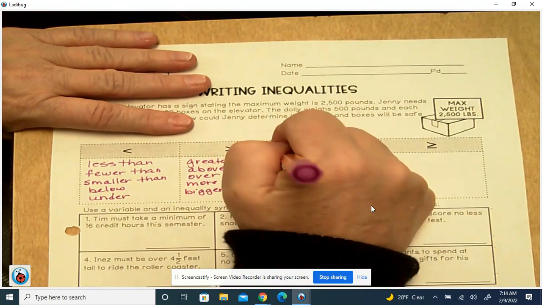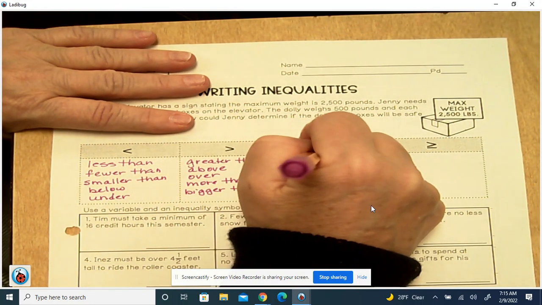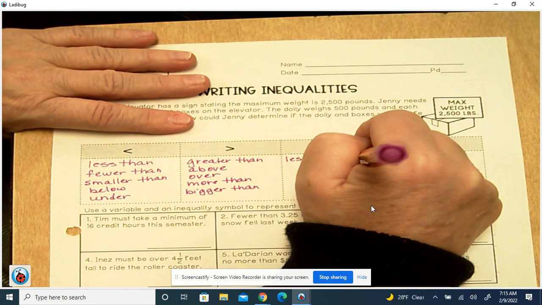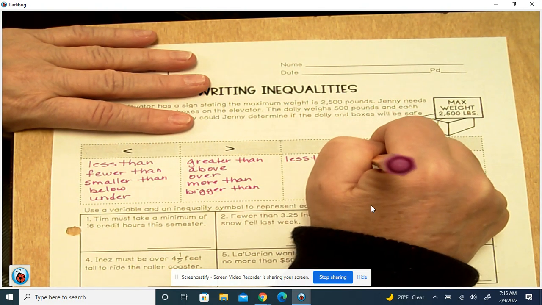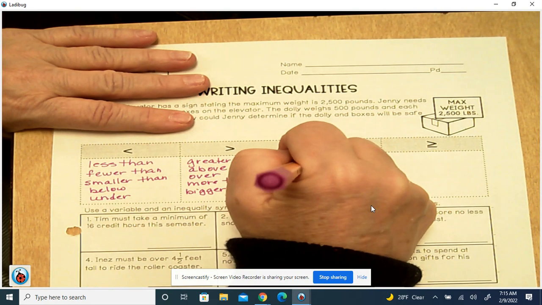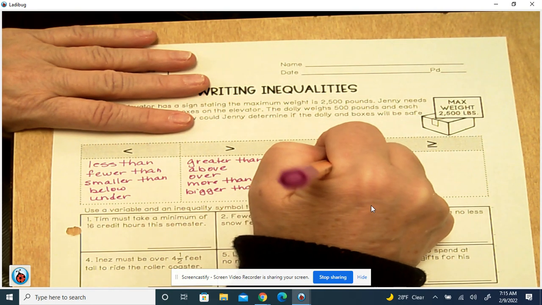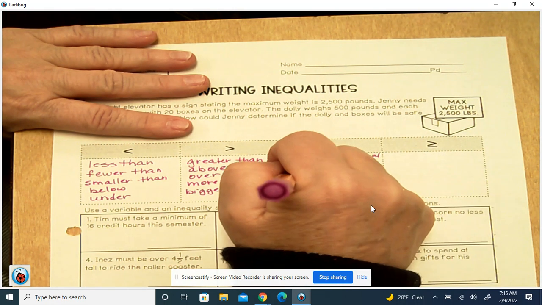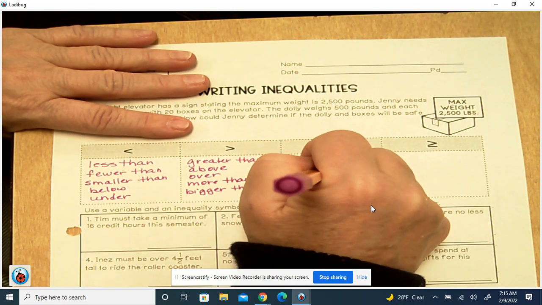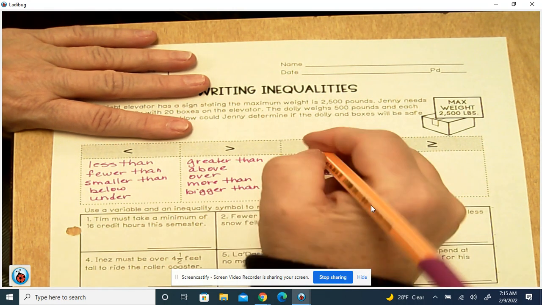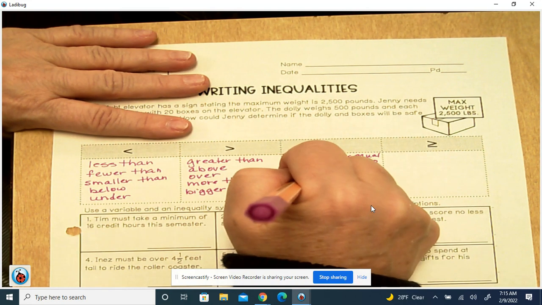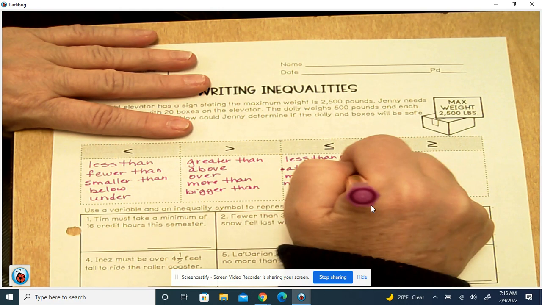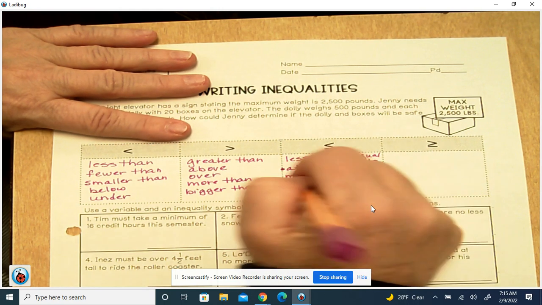All right, less than or equal to is less than or equal to, at most. We'll put a dot by that one. Maximum. Not greater than. No more than.